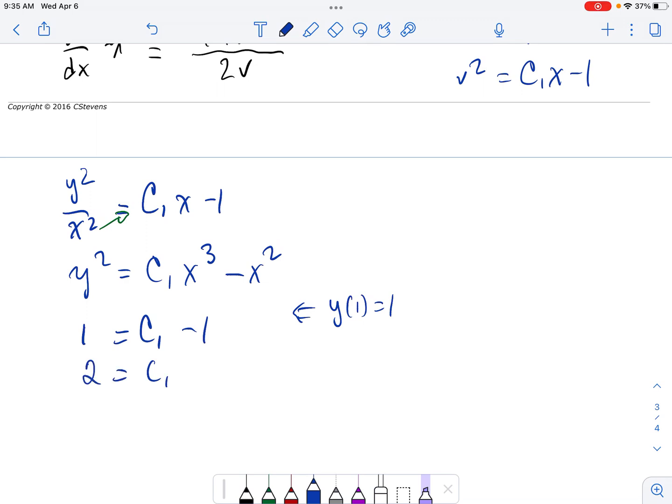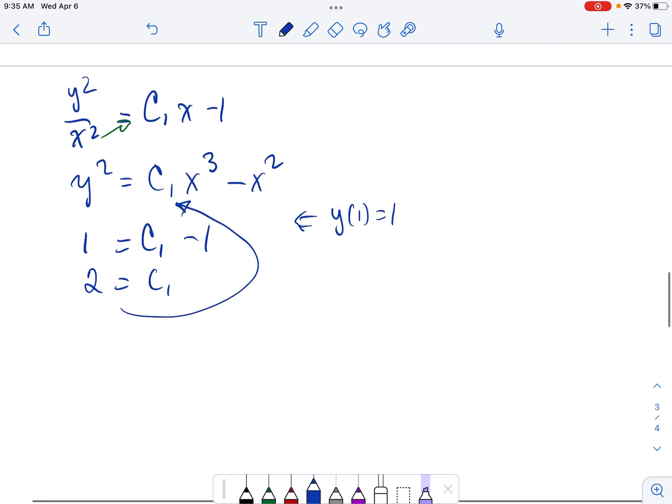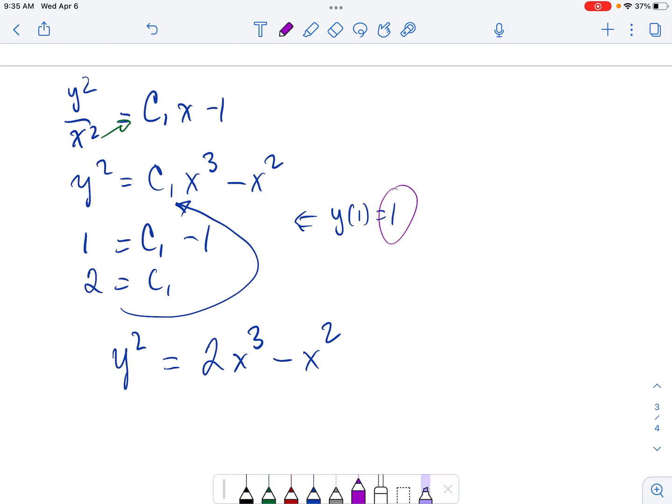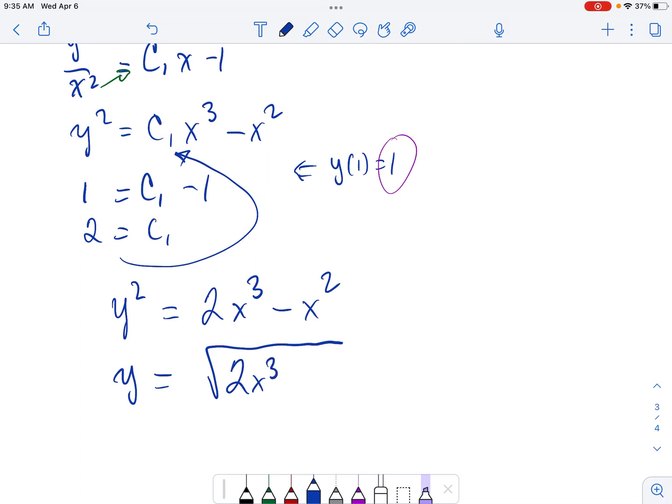I can see that c1 has to equal 2. If I substitute that back in for c1, I have y squared equals 2x cubed minus x squared. My last step is to take the square root of each side. Again, we would get a plus or minus, but I can see that y is positive, so it's going to be the positive solution. So I finally have y is equal to the square root of 2x cubed minus x squared, and that should be the solution to our differential equation.